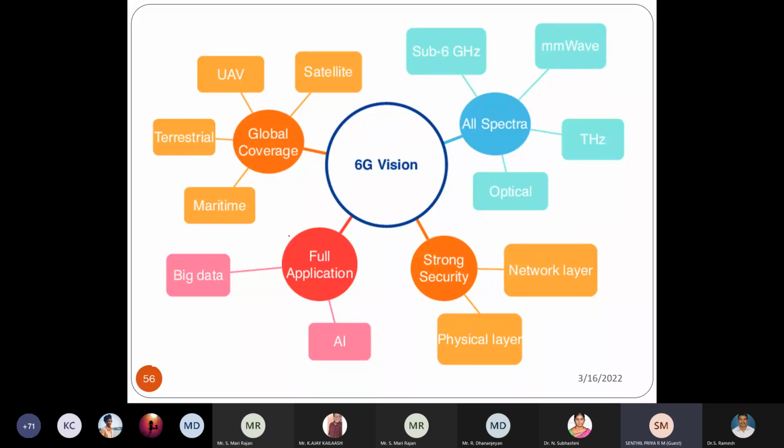We are going for big data analysis and artificial intelligence, right? Cloud computing system, here we are not going for cloud computing. In 5G itself, we have a lot of cloud computing we are accessing. Now we are going for big data, okay? Then global coverage, we are going for marine, satellite, then UAV, then terrestrial. So we are going for global coverage in all factors, right? So this is going to be a future technology of 6G, okay?